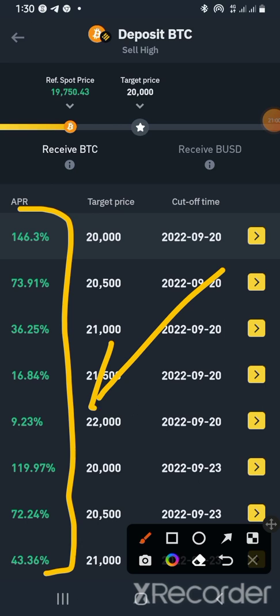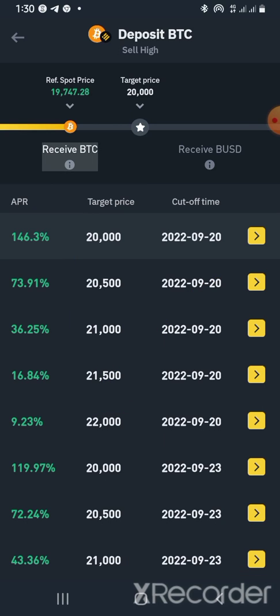You can see. Let me assume that I want to go for the 146.3%. The price, you can see target price is $20. Cut off time date is on the 20th of this month.